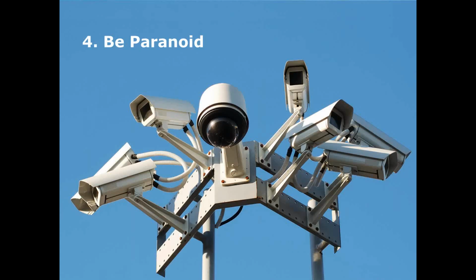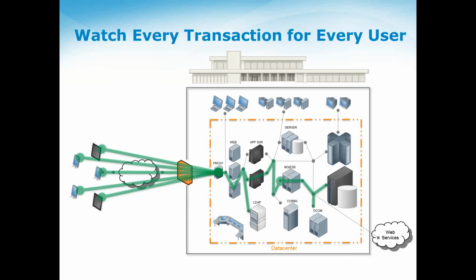So number 4, best practice number 4, be paranoid. Well, that's interesting. What do I mean by that? Well, as you can see from the screenshot here, lots of cameras watching lots of things, right? So by be paranoid, what we mean is you need to watch every request that comes in from your mobile application so you can understand their performance. You need to see every transaction that's coming in.